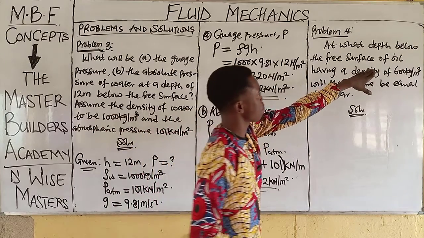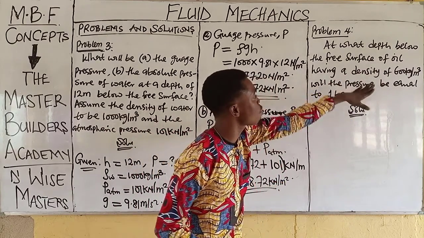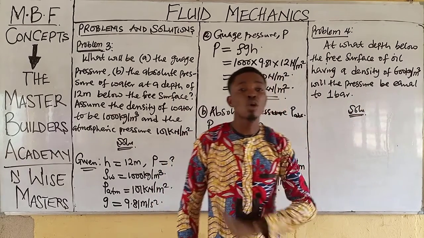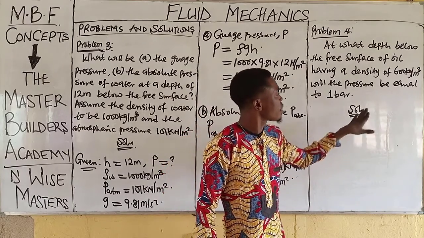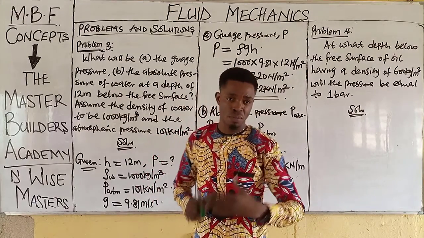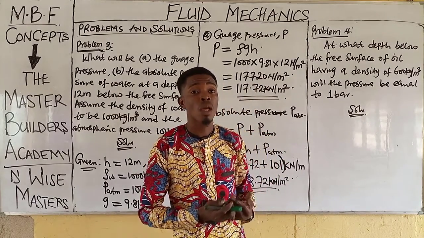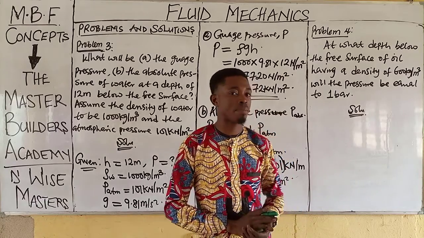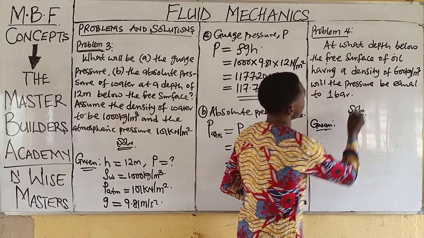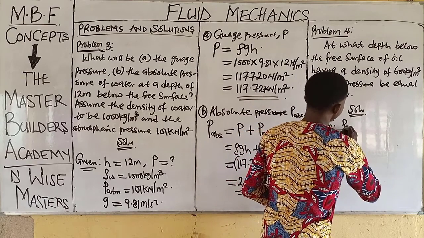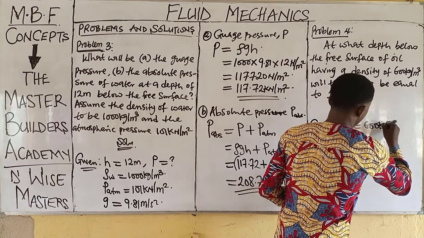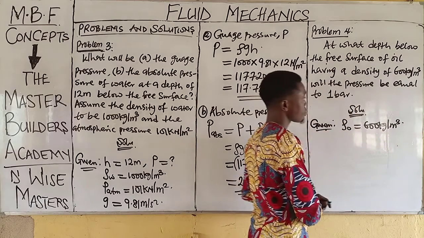Now, problem 4: at what depth below the free surface of oil, having a density of 600 kg per meter cube, will the pressure be equal to 1 bar? There is nothing to be scared of. It's the same problem. All we need to do is to extract the given parameters. Now from here we are given the density of oil, 600 kg per meter cube.